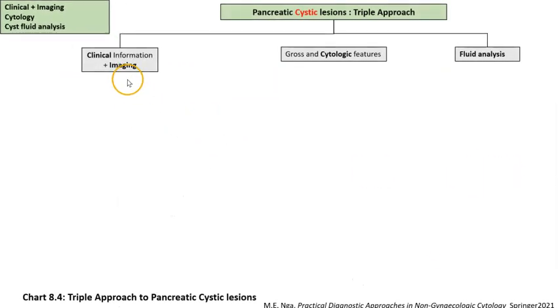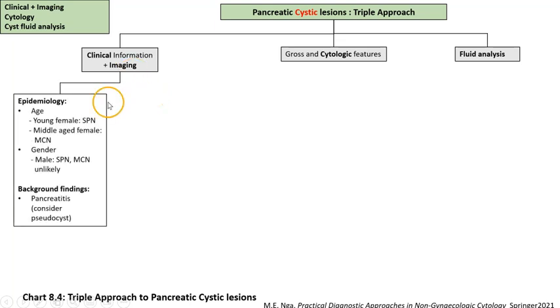So I want to spend a little bit of time looking at these three aspects of the clinical approach, or the triple approach. We have, on the one hand, clinical information and imaging, and then we have cytologic features, and note that I've also included gross examination of the fluid aspirate, and finally we have cyst fluid analysis. So let's look at them one by one.